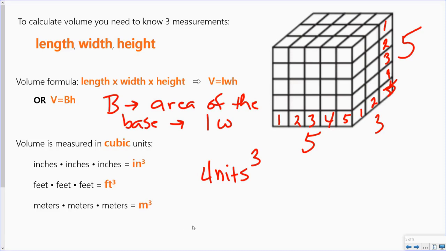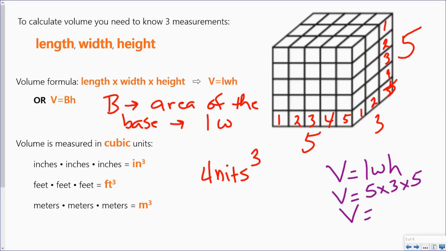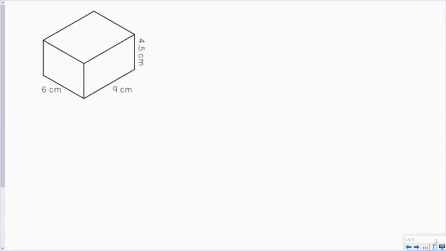So if I take a look at my three-dimensional object over here, and I wanted to figure out its volume, I would do V equals length times width times height. So I'm going to substitute my numbers in here. It'd be V equals 5 times 3 times 5. So V is equal to 75. So my volume would be 75 units cubed.